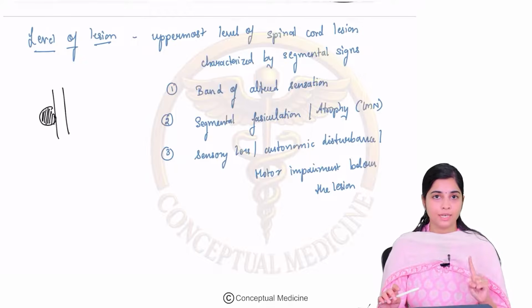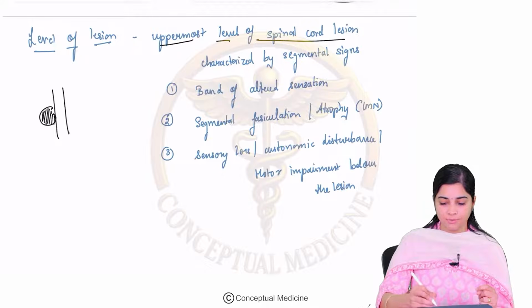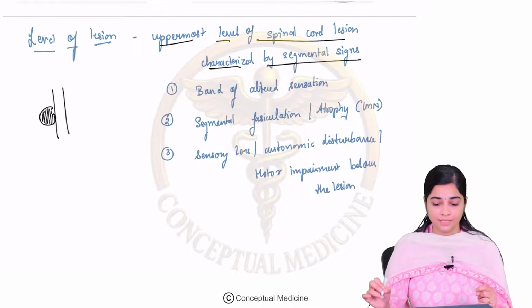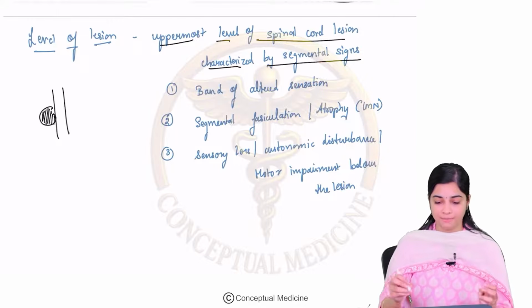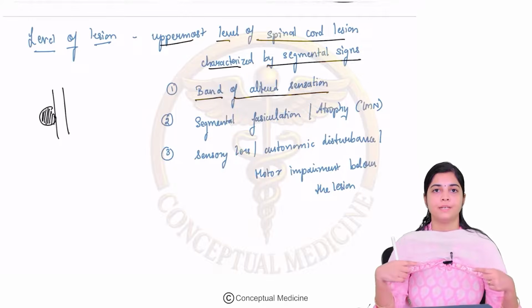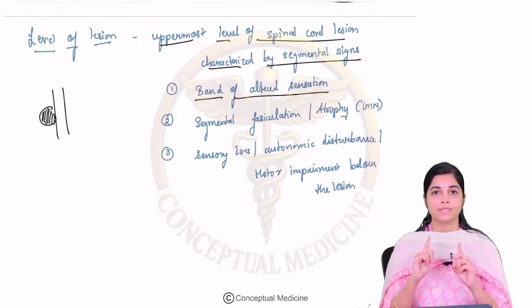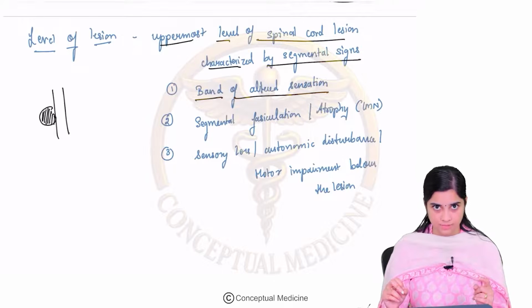So how do you localize the level of lesion? The uppermost level of a spinal cord lesion is characterized by segmental signs. What are the segmental signs that you should be knowing? A patient who is aware of what is happening will complain of a band-like sensation, below which there are no sensations, above which all the sensations are intact. So, presence of band-like sensations.